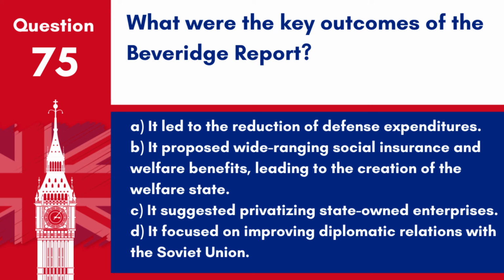Question 75. What were the key outcomes of the Beveridge Report? A. It led to the reduction of defence expenditures. B. It proposed wide-ranging social insurance and welfare benefits, leading to the creation of the welfare state. C. It suggested privatising state-owned enterprises. D. It focused on improving diplomatic relations with the Soviet Union.